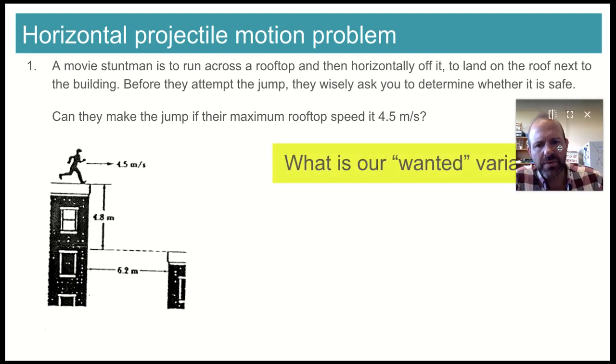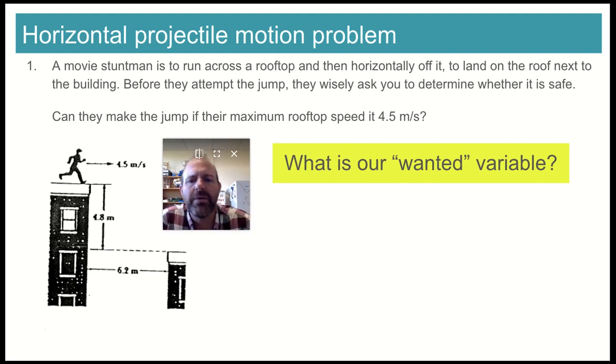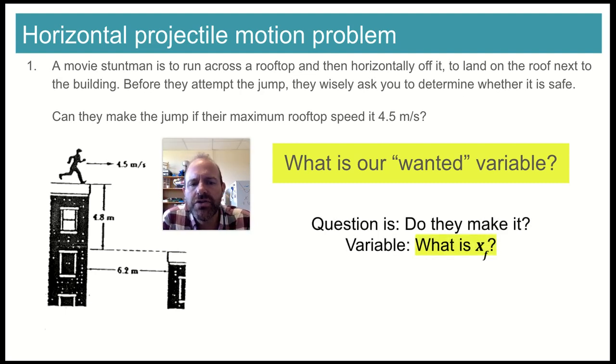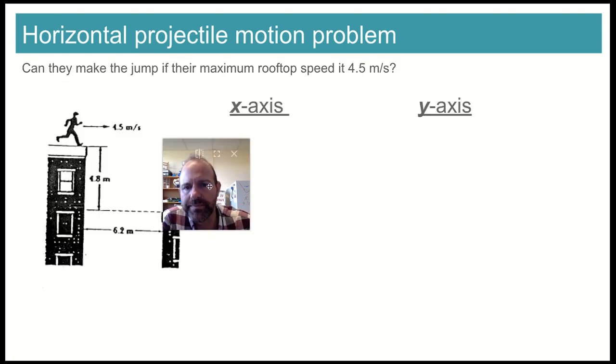And the first thing really you want to do after kind of diagramming it, and here we already have the diagram, is think about what is our wanted variable? What are we trying to find? There's a couple different ways to solve this, but I would say, do they make it is our big question. And the real question is, where do they end up, x final? Do they get all the way across to the next roof once they've fallen? That would be the way I would approach this problem.